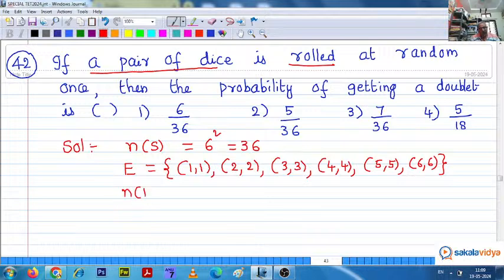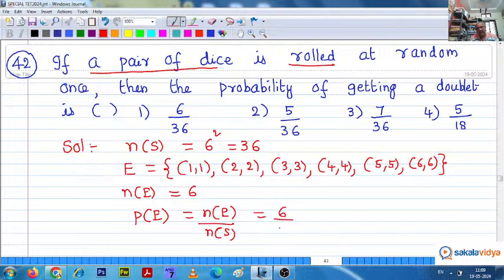Now n of e is equal to 6. So P of e is equal to n of e by n of s. So favorable by total. So 6 by 36, or sometimes it may be 1 by 6 also, but already we have 6 upon 36. So first option is the right option.